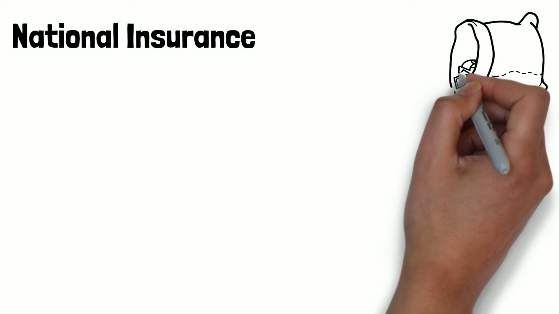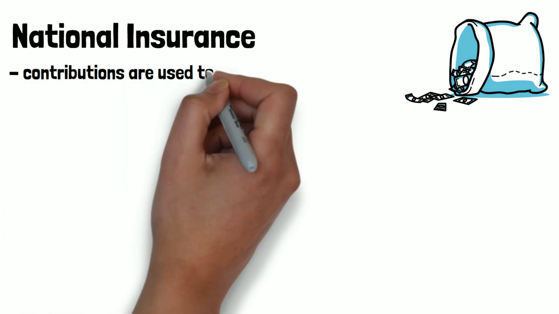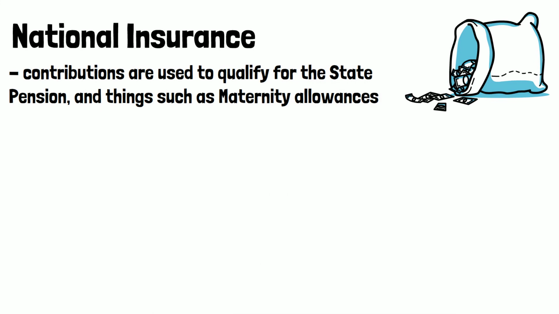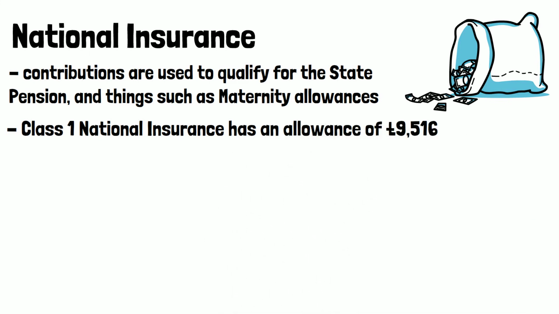However, income tax is not the only calculation we need to make to work out our take-home pay, as we also need to take into account national insurance contributions, which is essentially a further income tax. National insurance contributions are used to qualify for the state pension and to pay for things such as maternity allowances. There are 4 classes of national insurance repayment, but the large majority of employees in PAYE will be part of Class 1 national insurance.